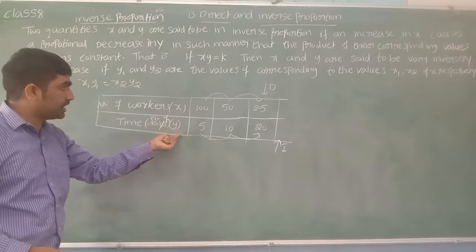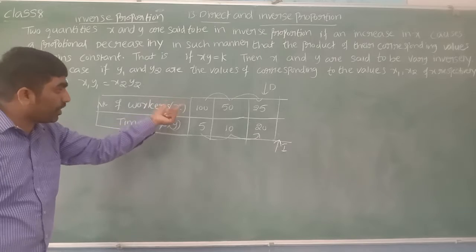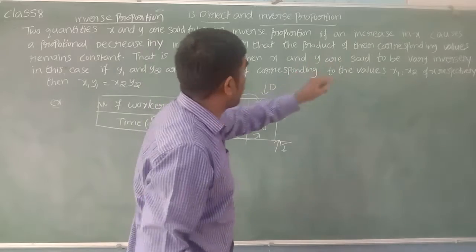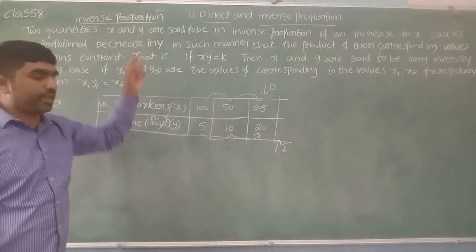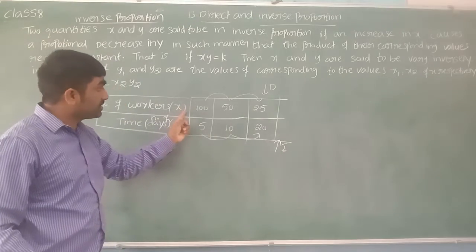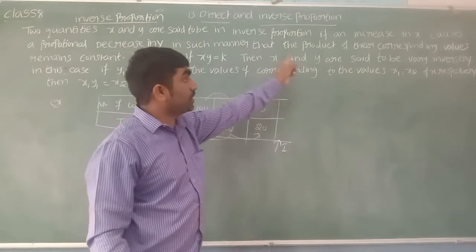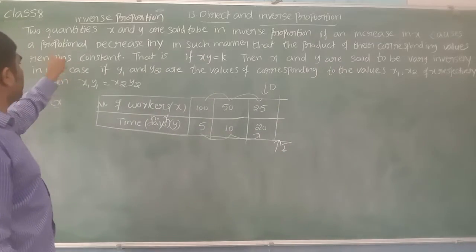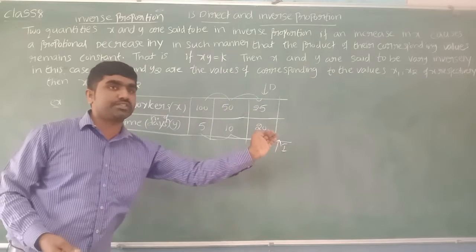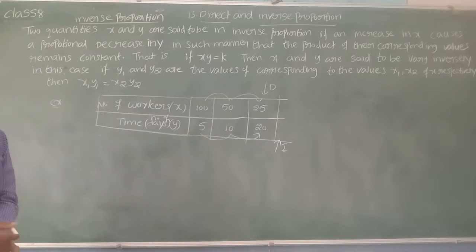Here we have two quantities x and y. One is the number of workers and the next quantity is the number of days. These two quantities are said to be in inverse proportion if an increase in x causes a proportional decrease in y. If x is increasing, y will decrease. If x is decreasing, y will increase, in such a manner that the product of their corresponding values remains constant. So when one quantity is decreasing, the other is increasing, and in such a case the product of the corresponding values will give the same constant.